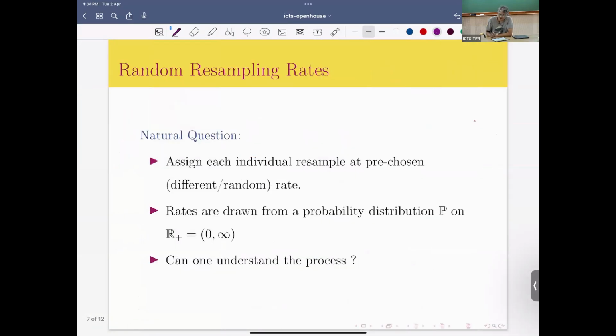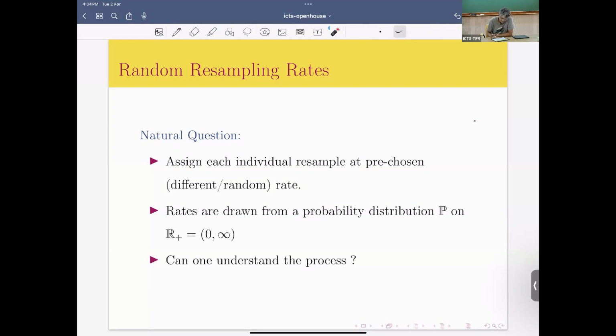So what I wanted to discuss in this talk is, there's no reason why each of us has to have the same resampling rate. We may be genetically more fit or genetically a little less fit. We may individually have different resampling rates. So I might resample at a faster rate than somebody else in the population, or vice versa, depending on my genetic fitness. So this is a simple twist we're going to put in the model.